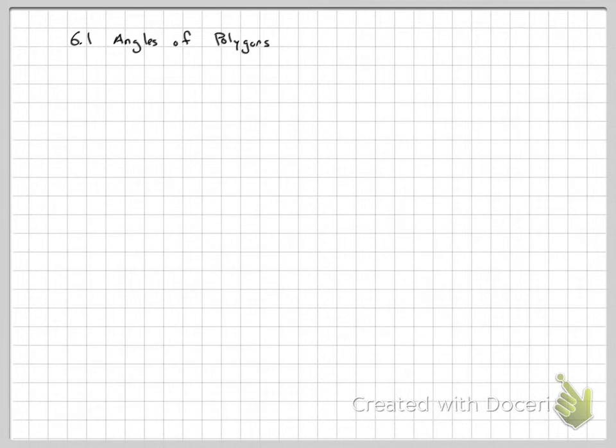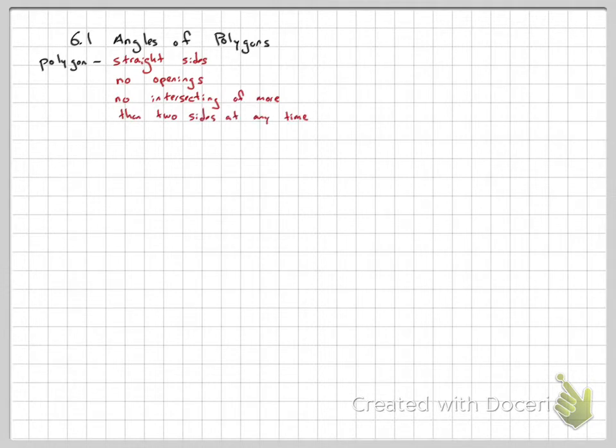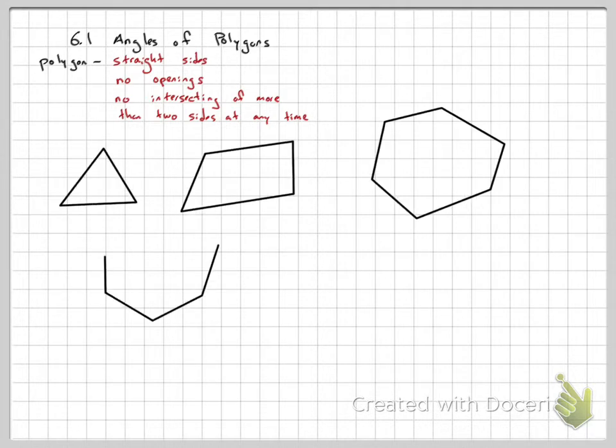So let's quickly review what a polygon is, right? So remember, a polygon has straight sides, there's no openings, and there's no intersecting of more than two sides at any time, right? So we're not going to have these crazy diagonals crisscrossing through our figure. And so this is an example of a bunch of polygons, right?